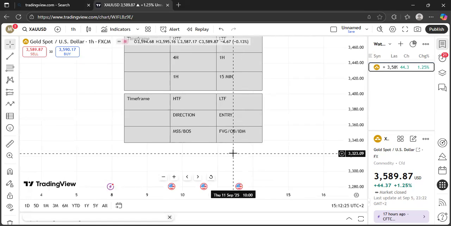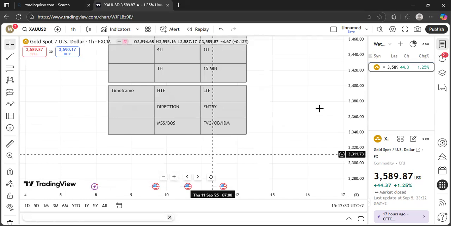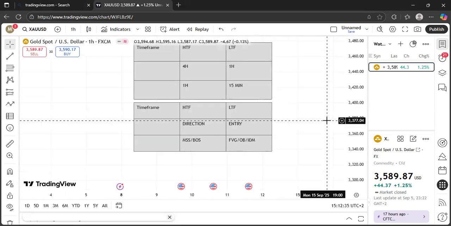And don't forget about using your Fibonacci retracement tool. That's very important. You need to know where your premium zone is and your discount zone is.